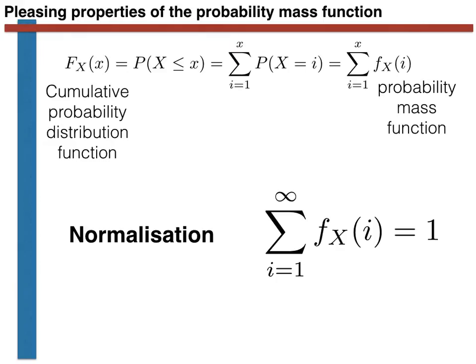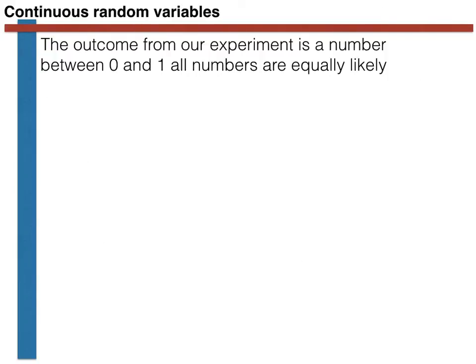Let's now turn to a slightly different scenario. Let's suppose that the outcome from our experiment is a number between 0 and 1. There are an infinite number of numbers between 0 and 1, so we cannot construct a probability mass as we did in our previous example with the game of Blindman's Bluff. We can, however, draw a cumulative probability distribution function immediately instead.